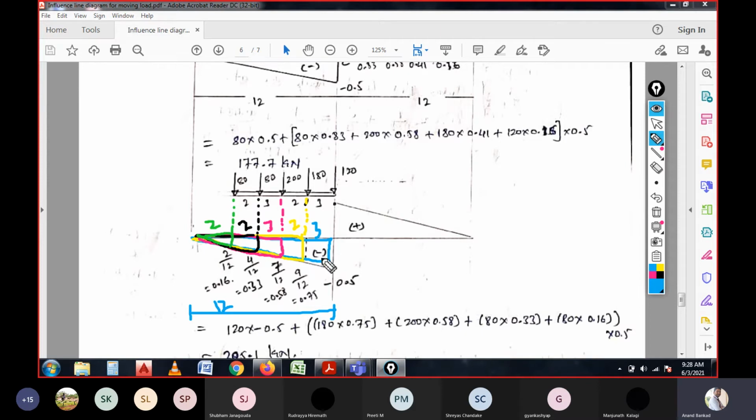So 9 by the total length of the span. And again from here if you measure 2 plus 2 is 4, plus 3 is 7, plus 2 is 9. Here it is 9. Again for here, 9 minus 2 will be 7, 7 by 12. And again 7 minus 3 will be 4, 4 by 12, and here it is 2 by 12. So this is how we need to get the values of the coefficients. Then later we need to multiply these coefficient values with the intensity of loads.